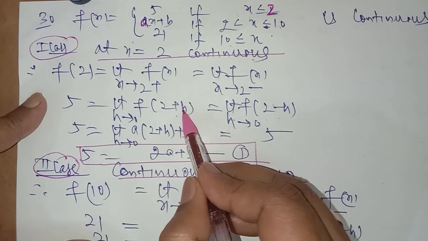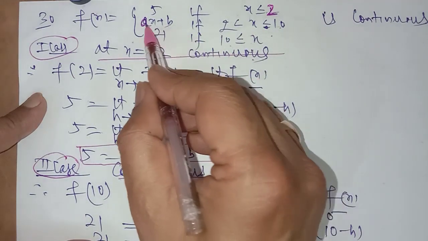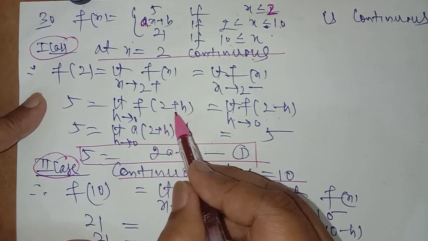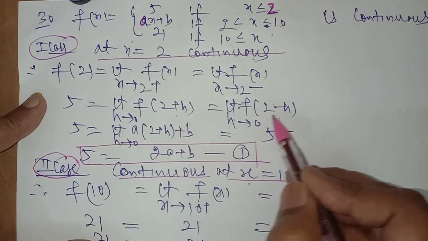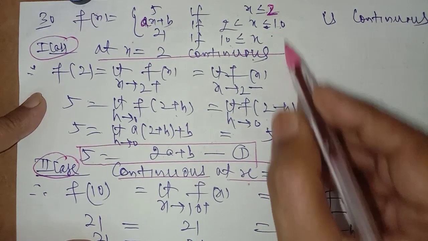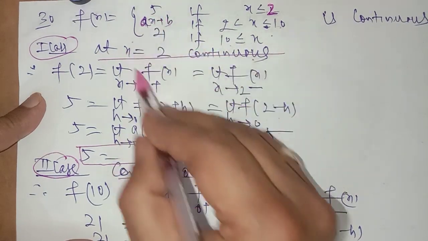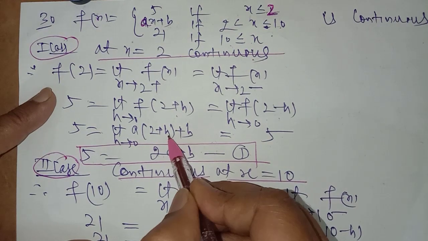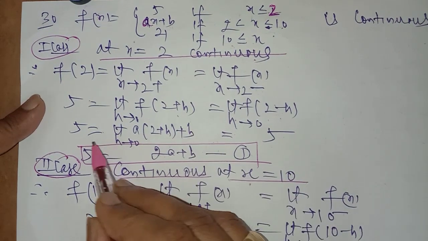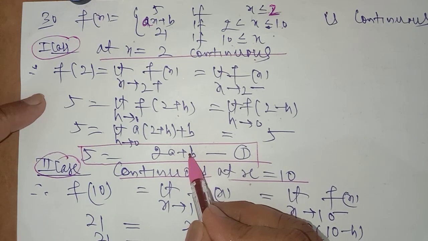For 2 plus h, we'll use this function, greater than 2, ax plus b. So in place of x, replace 2 plus h. 2 minus h is again less than 2, so we'll use this function. It is equal to 5. This is 5. So by taking the limit, h goes to 0, this comes out to be 2a plus b. So 5 is equal to 2a plus b. We are getting the first equation.